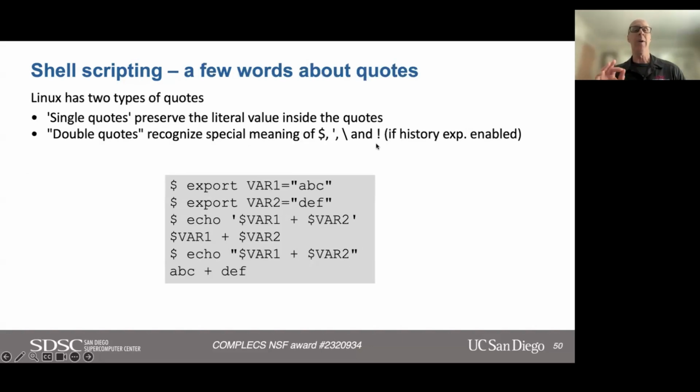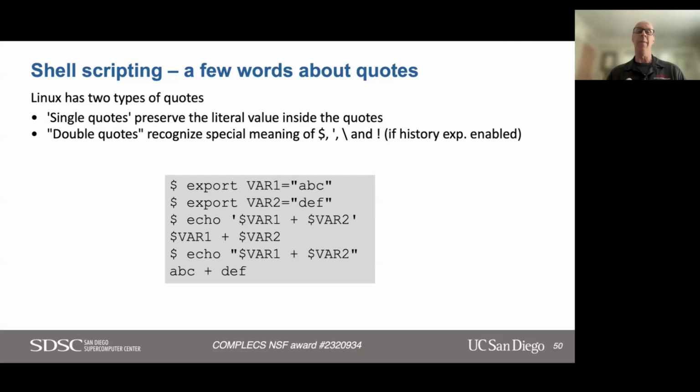Now, before we go any further, we should say a few words about quotes. Linux has two types of quotes. Single quotes preserve the literal value inside the quotes, and double quotes recognize the special meaning of characters like dollar, single quote, backslash, and exclamation point if you have history expansion enabled.